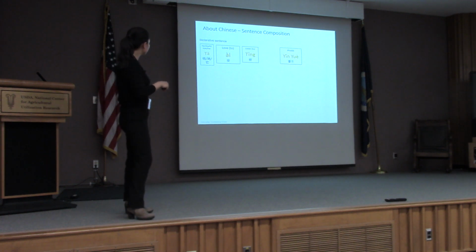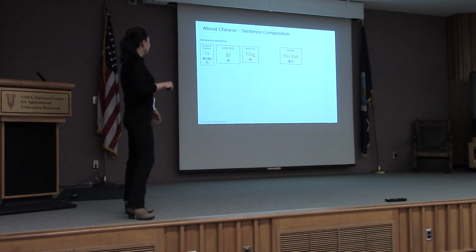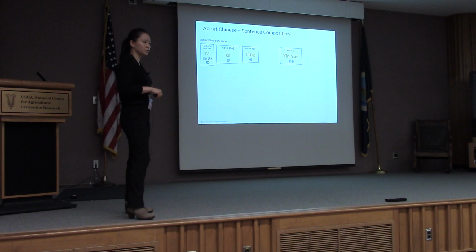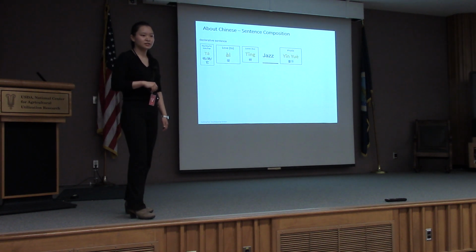The correct sentence: he, right? 他 love, not loves, right? We say I love, he love. There's no loves or loved or loving. 听 listen. 音乐 music. 他爱听音乐. He likes to listen to jazz music. 他爱听 jazz 音乐.